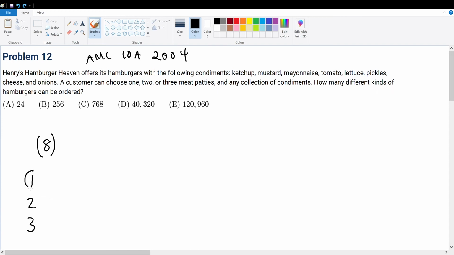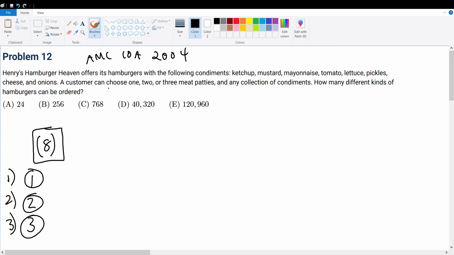Now, since the burger patties, if we choose 1, 2, or 3, will be static, we can treat each as a case. So this will be case 1, case 2, case 3. Case 1, they pick 1 meat slice, or case 2, they pick 2, or case 3, they pick 3. Now, for each of the meat patties that they choose, they have a probability of choosing the 8 condiments. Now, they can have it or they cannot have it. So, this is the key tricky part of this question.